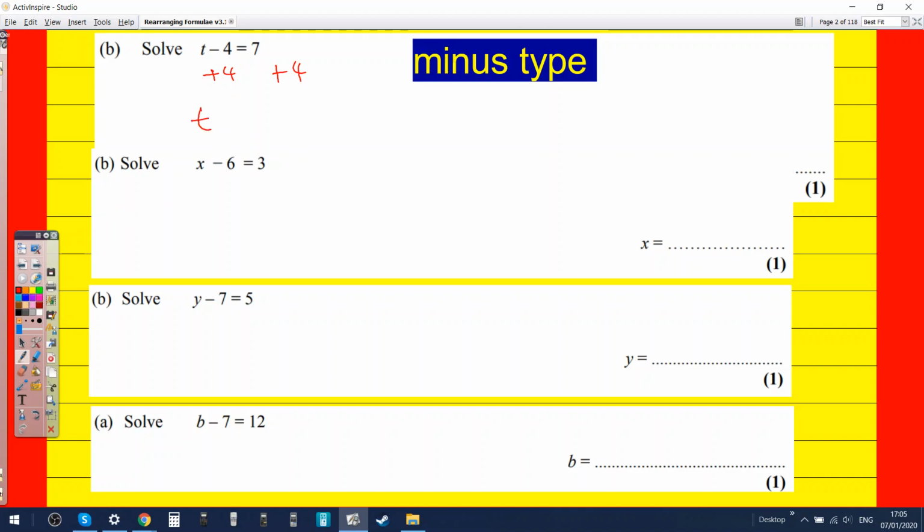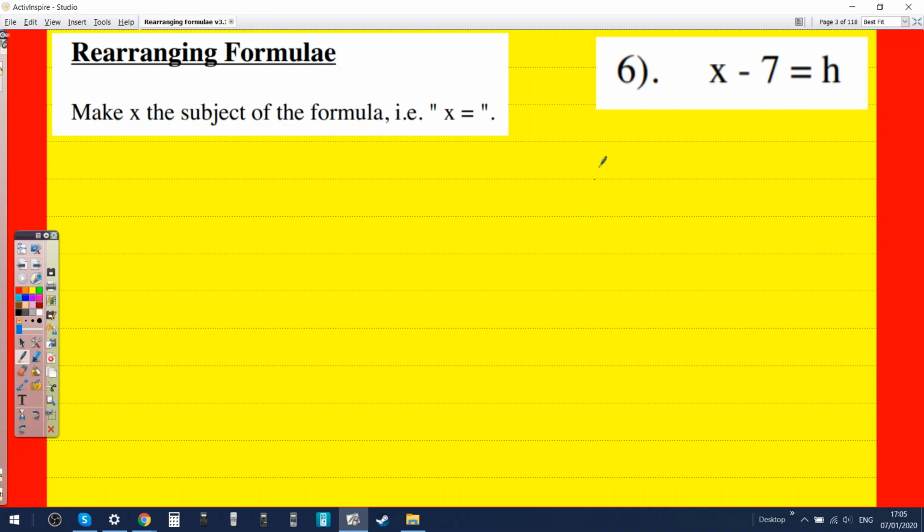So how about the next one? X is 9. Yes. So X is equal to 3 plus 6. Okay. And how about this one? Question 6. You have to make X the subject. Would it be x equals h minus 7? What is the inverse of minus 7? Plus. And so what's the answer? H plus 7. Yes, h plus 7. Well done.